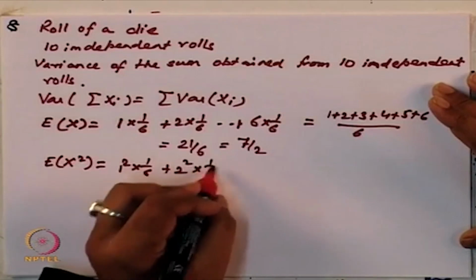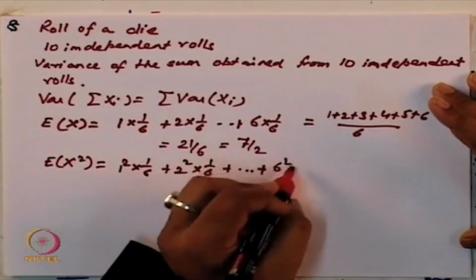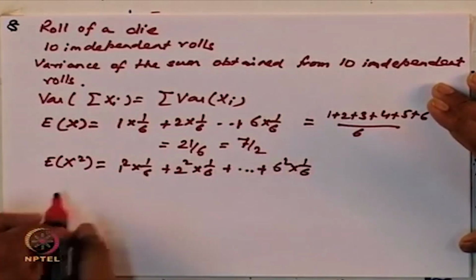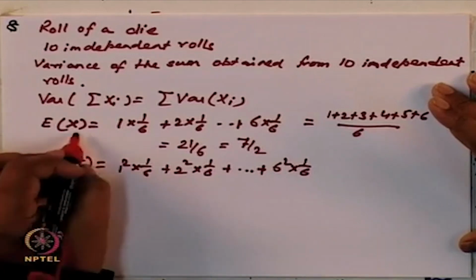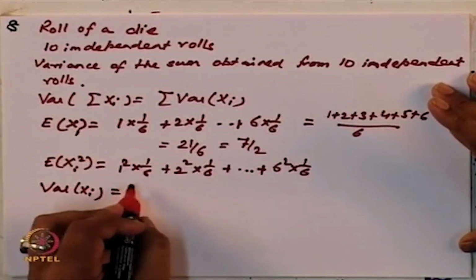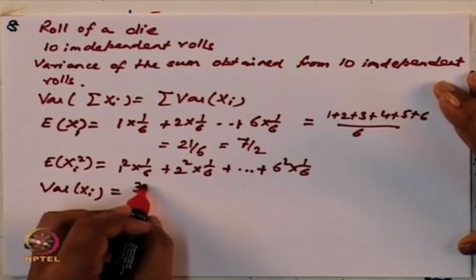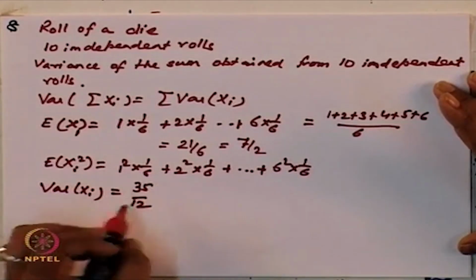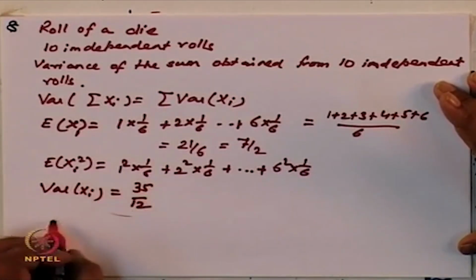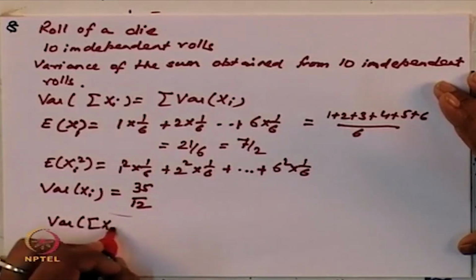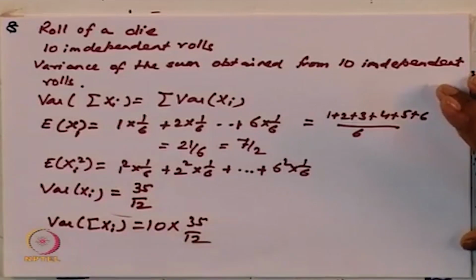2 square into 1/6. Okay. So, finally, you will see variance of xi. Okay. Variance of xi will come to be, so you can compute this value and see, I think it will come to around 35/12 or something, but just check. Okay. So, if this is for a single variable, then I have to multiply. So, variance of summation xi then becomes 10 into 35/12.